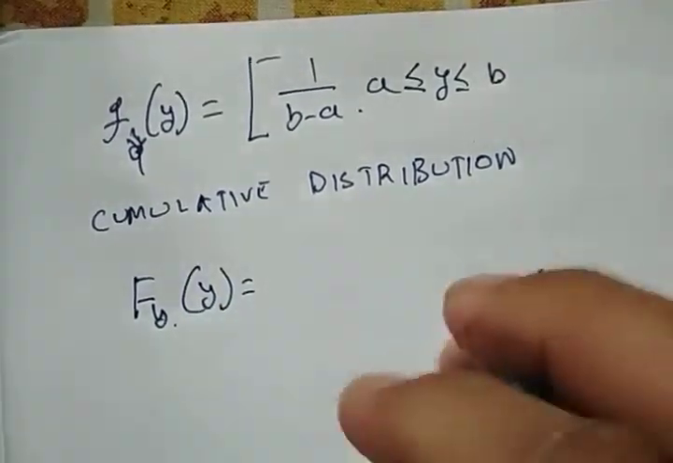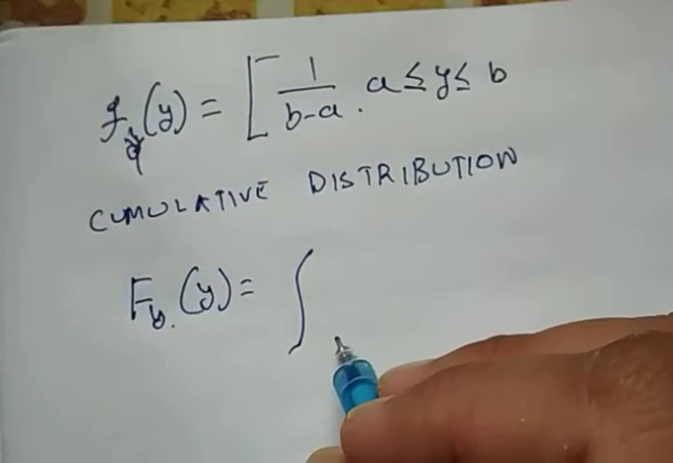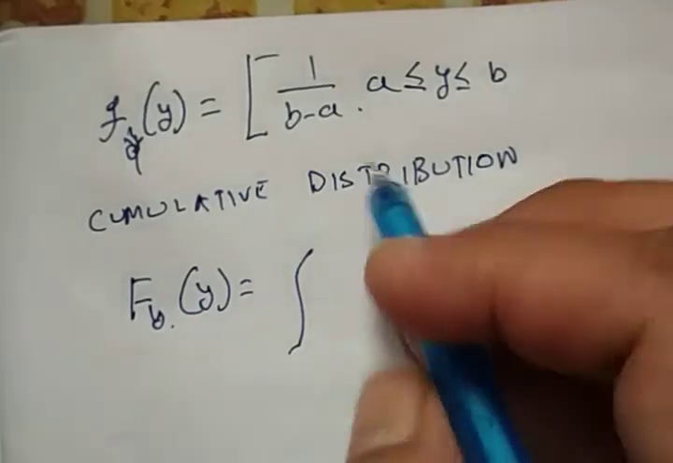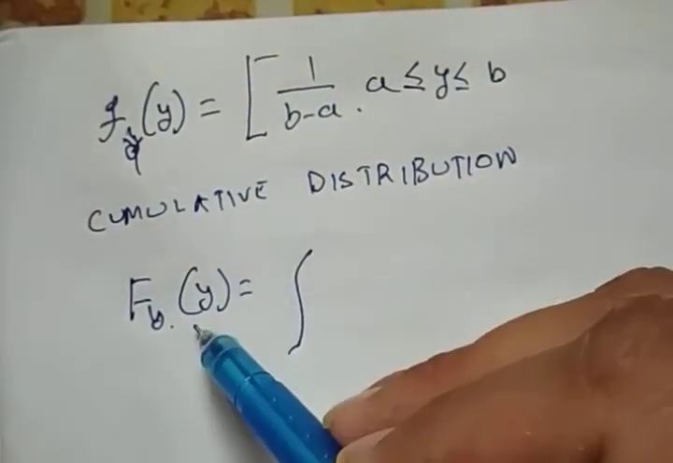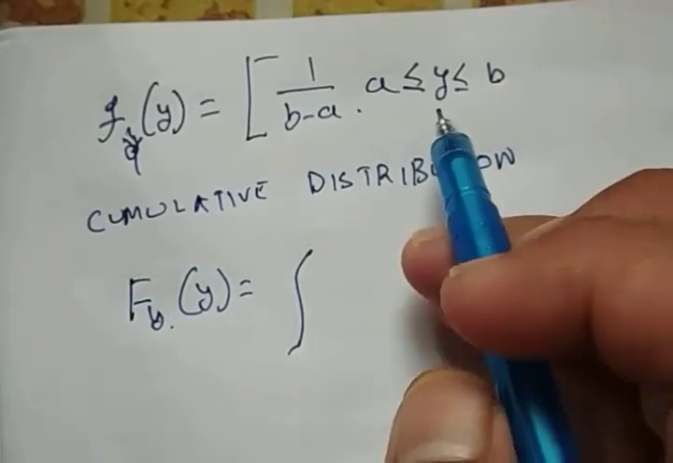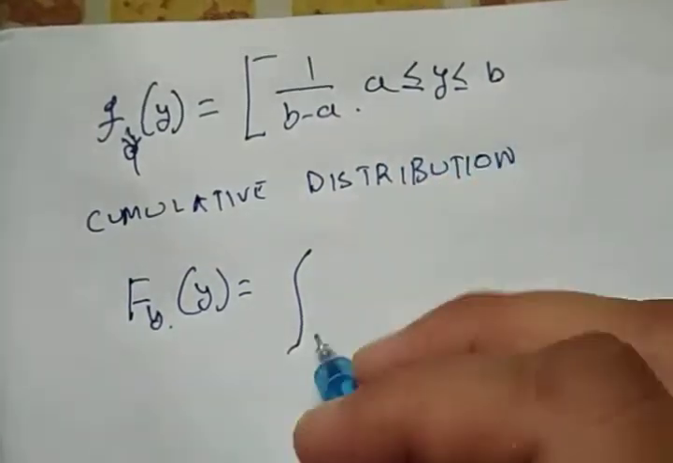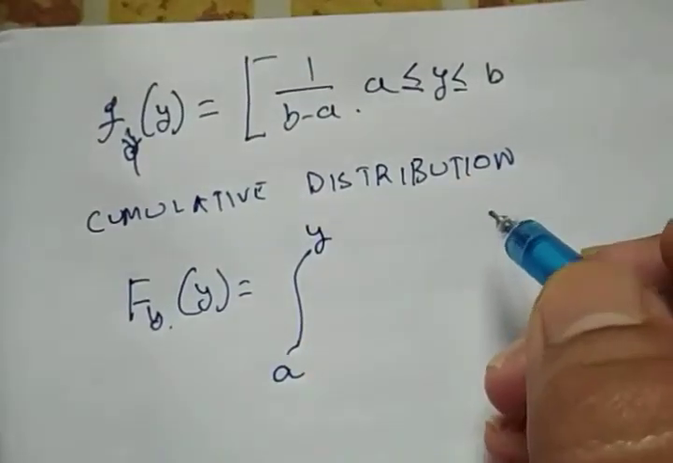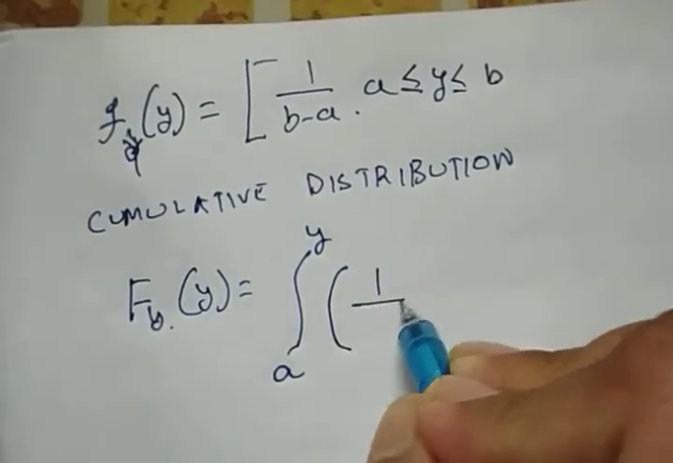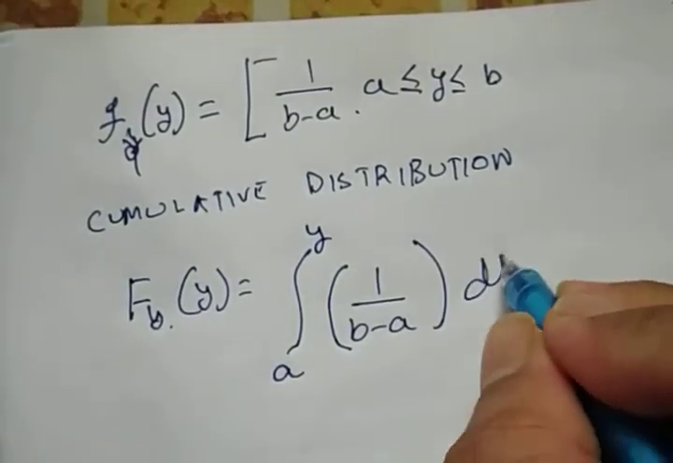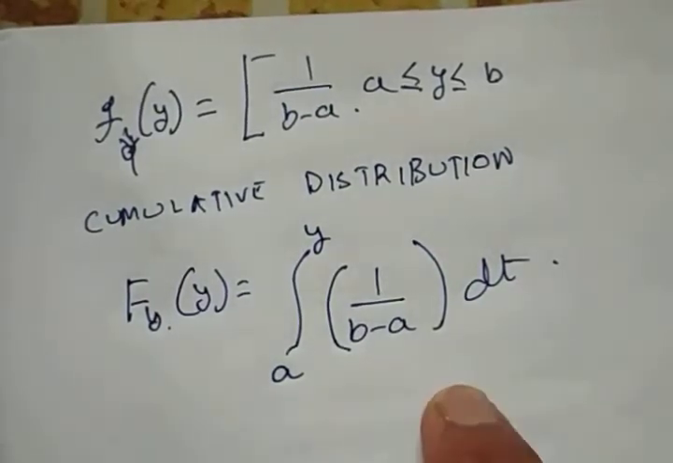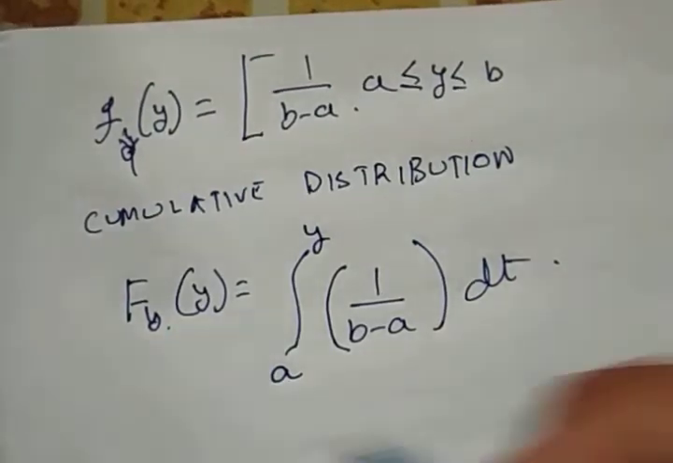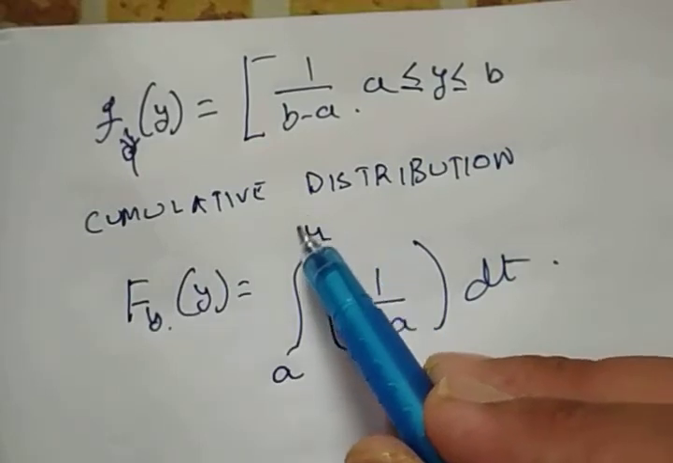I integrate from minus infinity to that particular point y. But my range here is between a and b, so it won't be from minus infinity, it will be from a to my point y, any particular point y. I have to integrate this function dt. So what does it give rise to? It gives rise to the cumulative probability Fy of y, the cumulative probability till the point y.